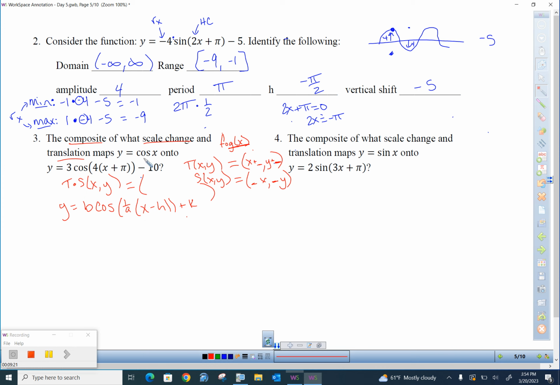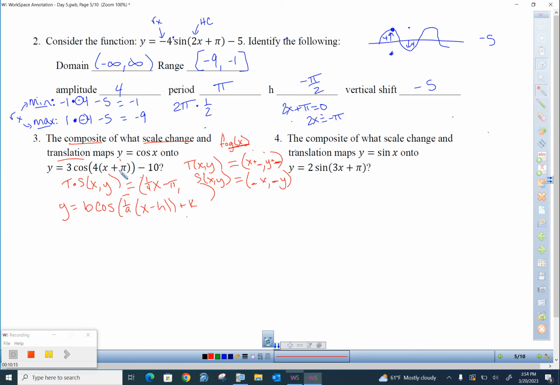So here we're starting with our multiplication. So this is 1 over a. We see 4, so we're going to write 1 over 4, the reciprocal. Then x stays, just like in the rule we always had an x show up. And then instead of minus h, we're going to do the opposite. So this says plus pi, we're going to say minus pi.